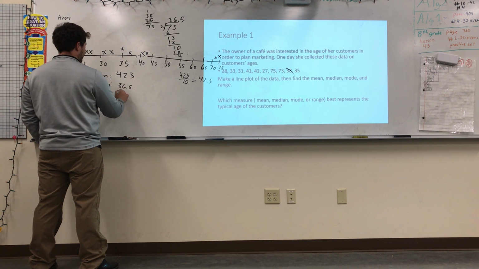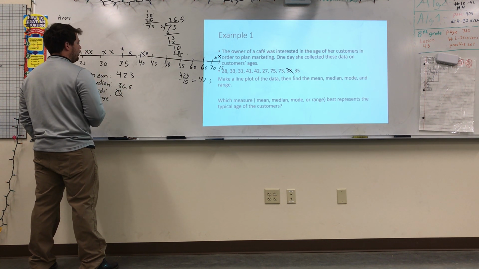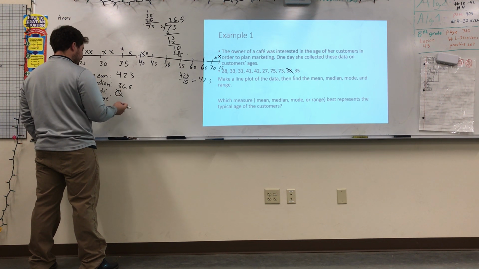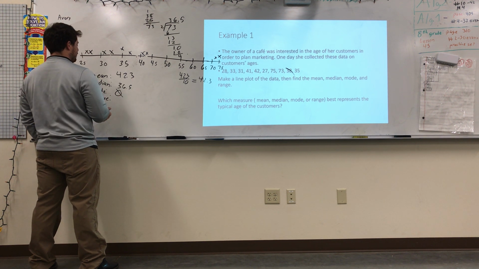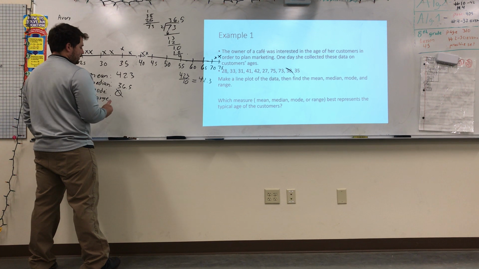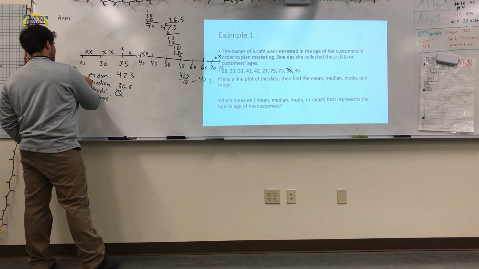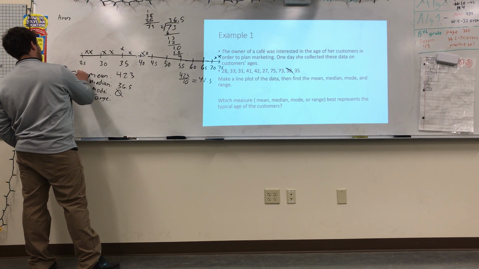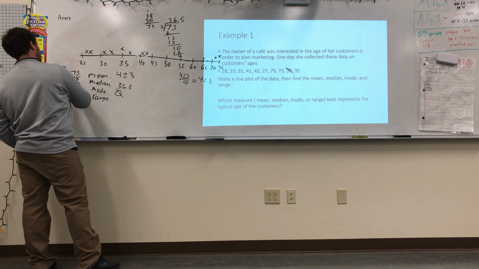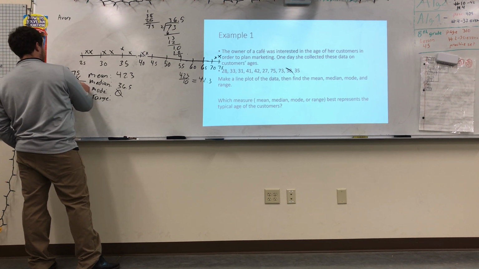Mode, we don't have one. None of them have more than one. So either all of it is a mode or nothing is a mode. I'm going to go with nothing's a mode because everything's equal. Range, you're going to take your highest one, 75, minus your lowest one, which is 28, and you should get 47.